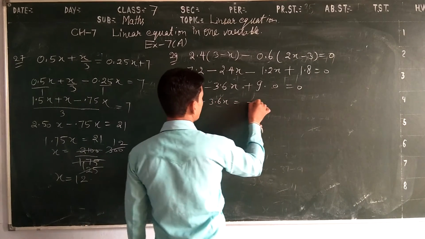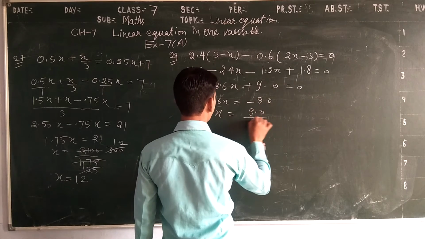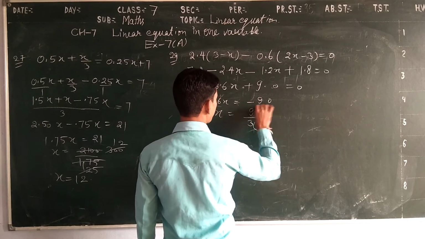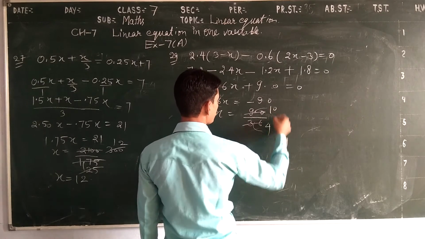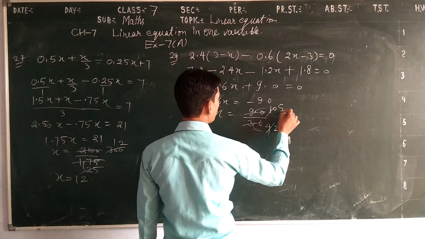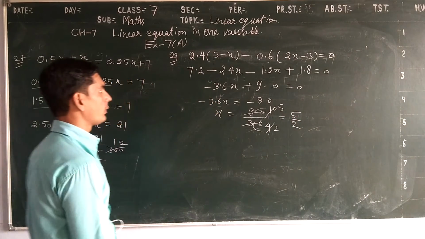So 3.6x equals to minus 9.0, so the value of x equals to 9.0 by 3.6. So point cancels point. 9 10s are 90, 9 4s are 36, 2 5s are 10, 5, 2 2s are 4. So the value of x equals to 5 upon 2.